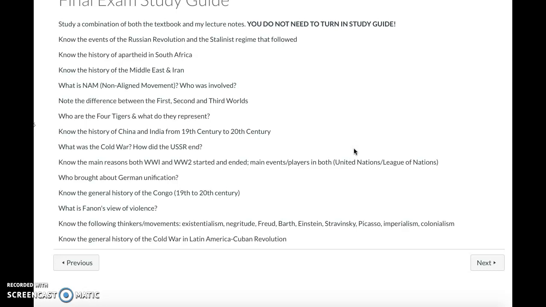Look over the notes for the non-aligned movement, and look at how this quote-unquote third world movement was utilized to resist the Cold War dynamic between the so-called first world, which is like the U.S. and Western Europe, and the second world, which is like the communist bloc. And so that basically means everybody else not represented in those two is considered quote-unquote third world.